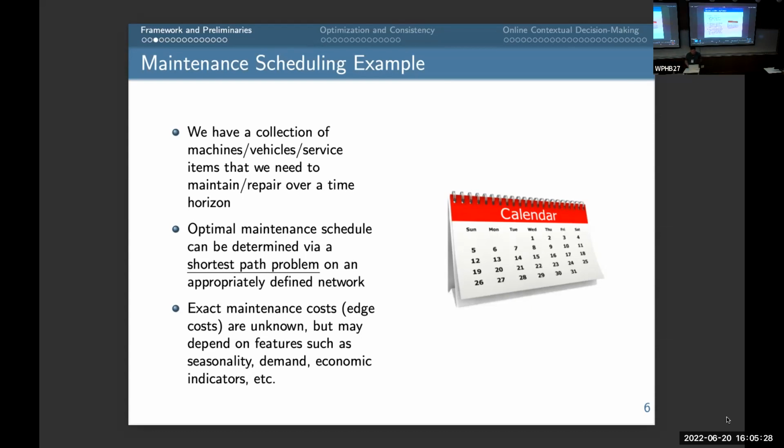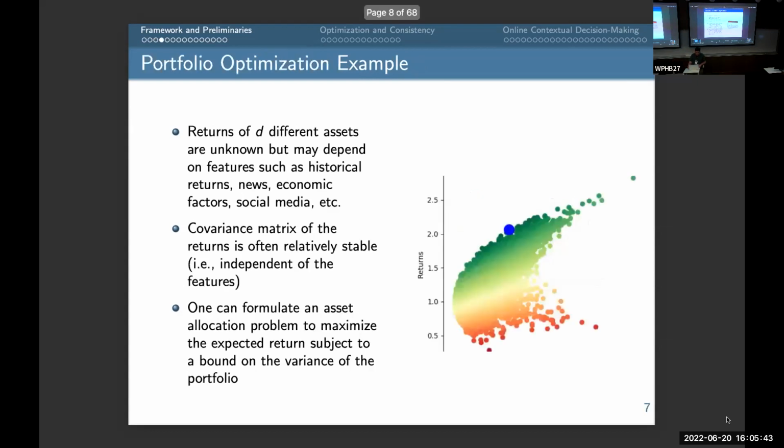Or you can think of a real routing problem like Google Maps or Waze, where they recommend routes to people based on their predictions of the travel time along this network. They solve the shortest path problem, but ultimately they're using predictions of the travel time to solve it. Another example is portfolio optimization, where the returns of different assets are unknown, but may depend on contextual features like historical returns, news, economic factors, and so on.